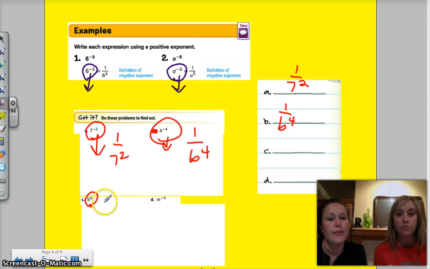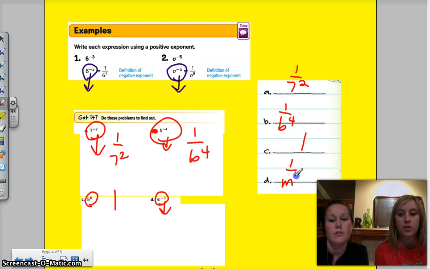5 to the 0 power. Okay, do we throw it to the bottom? Nothing goes anywhere. Yep. It's 1. Anything to the 0 power is 1. Circle this one. It goes down. So 1 over m to the 3rd power. Yep. Okay. Nice work, friends.